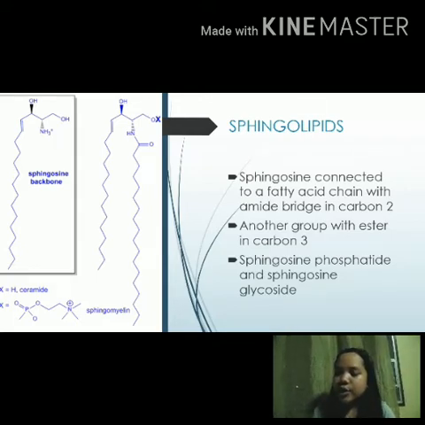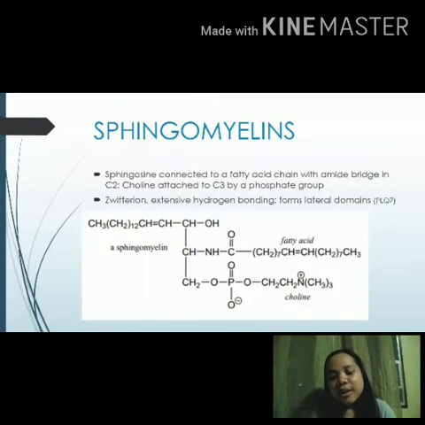So there are two structures, the sphingosine phosphatides and sphingosine glycosides. The sphingosine phosphatides are called that because they have a phosphate group in the third carbon. They are most commonly known as sphingomyelins. Its general formula is a sphingosine connected with a fatty acid chain on carbon 2 attached through an amide bridge, and on carbon 3, a choline is attached by a phosphate group.